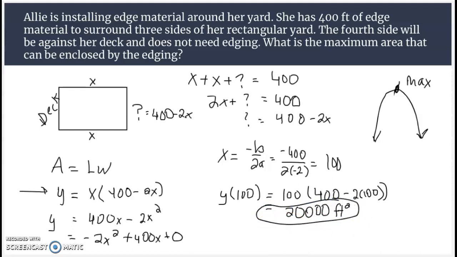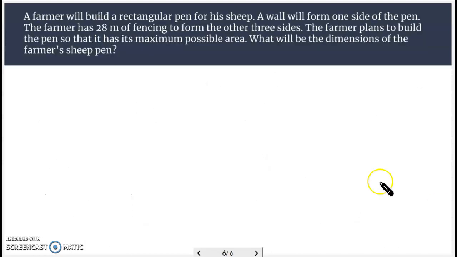Another problem similar to this: the farmer built a rectangular pen for his sheep. One wall will form one side of the pen. The farmer has 28 meters of fencing to form the other 3 sides. The farmer plans to build the pen so it has a maximum possible area. What are the dimensions of the farmer's sheep pen?